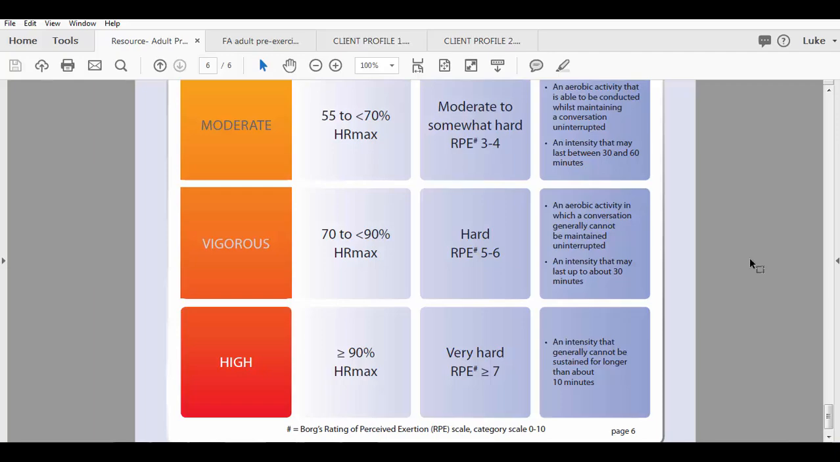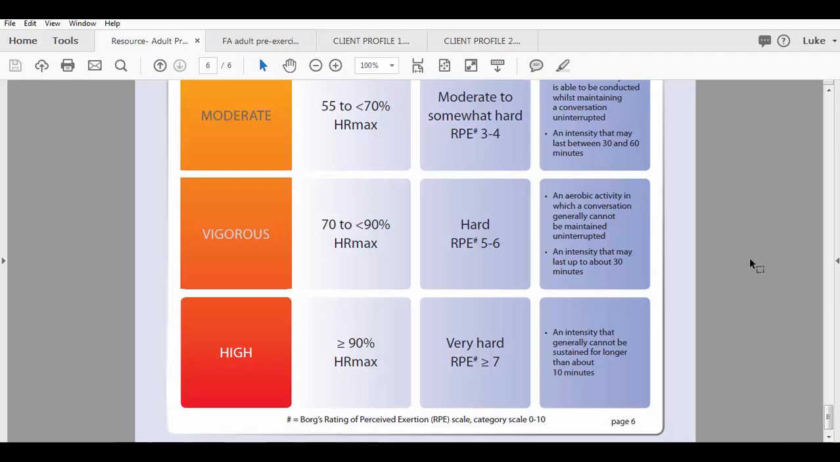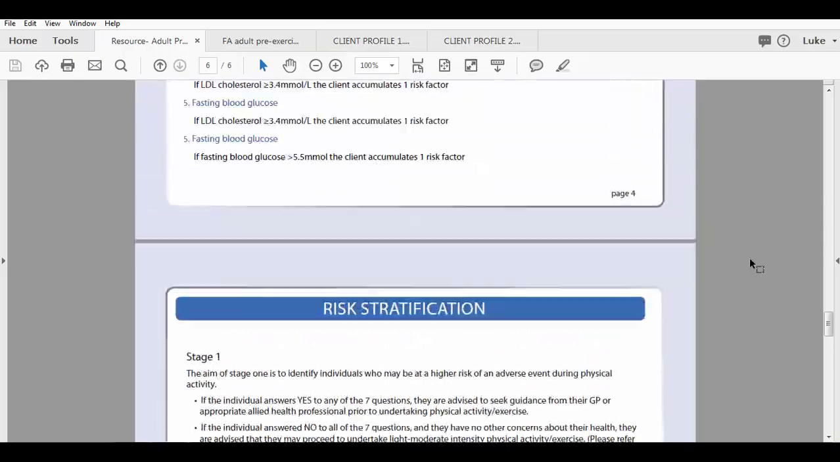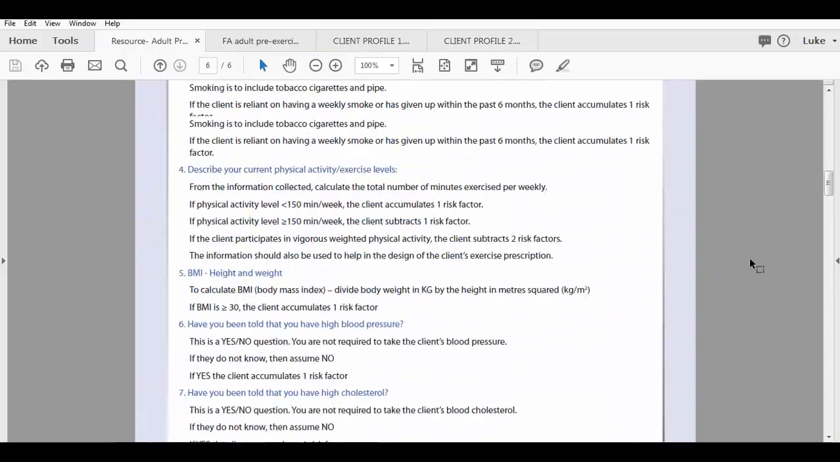Vigorous up to 90%, you're looking at higher RPEs there, and aerobic activity in which conversation can generally not be maintained or uninterrupted, and intensity that may last up to 30 minutes. So this might be for someone who is at low risk from stage 2. So that's what the stages 1, 2, and 3 all mean.